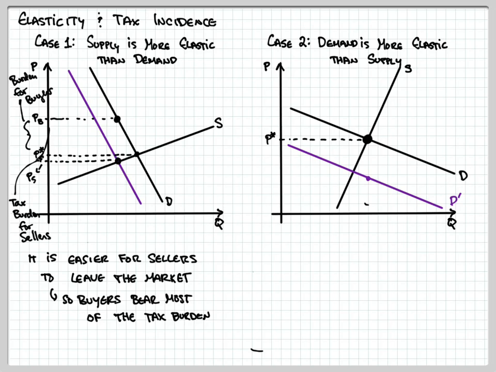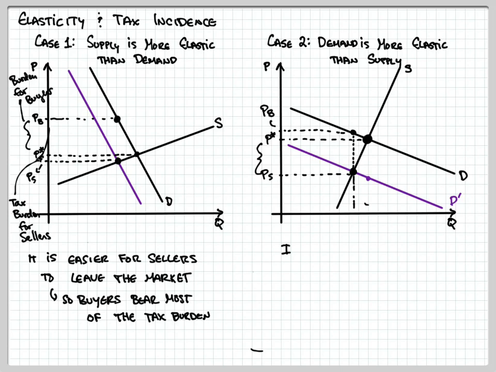We know that after the tax, this is how much of the good is going to be sold. We know the price that sellers receive is right here, and the price that buyers pay is right here. And again, you can see that the burden of tax is borne more heavily on the sellers than the buyers. The sellers see a much larger reduction in the price that they receive than the buyers see an increase in the price that they pay.